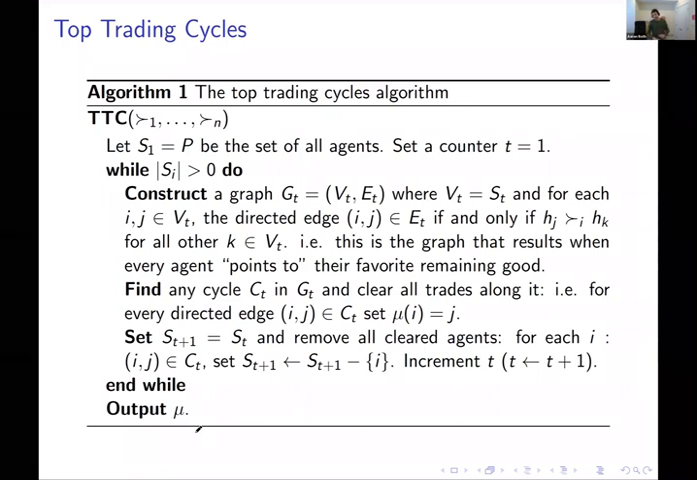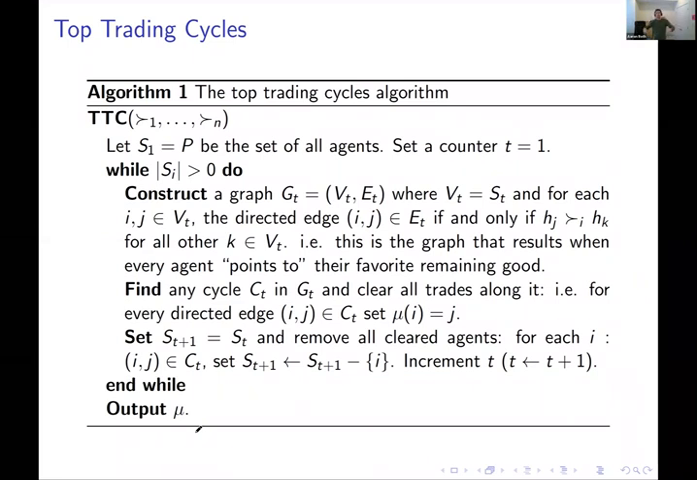So that's what's going to happen. We're going to look around for a cycle, and if we can find a cycle, any cycle, we will clear goods along that cycle, meaning everybody in that cycle will get the good that they are pointing to. And because it's a cycle, everyone's happy. If I have to give my good to someone else, that's only because I'm getting a better good. So we're going to clear goods along the cycle, and those people are going to be removed from the market because they've already gotten their favorite good.